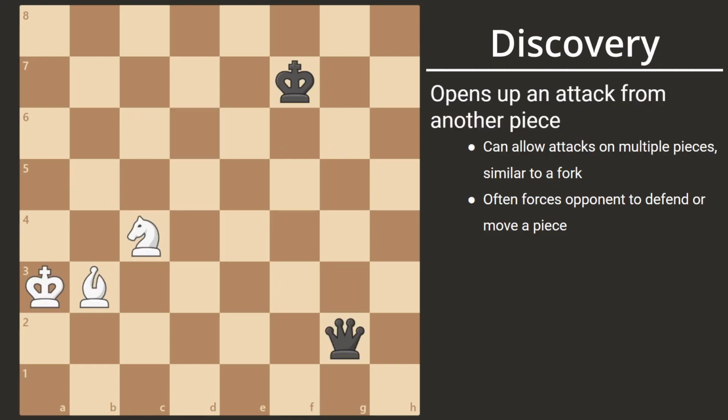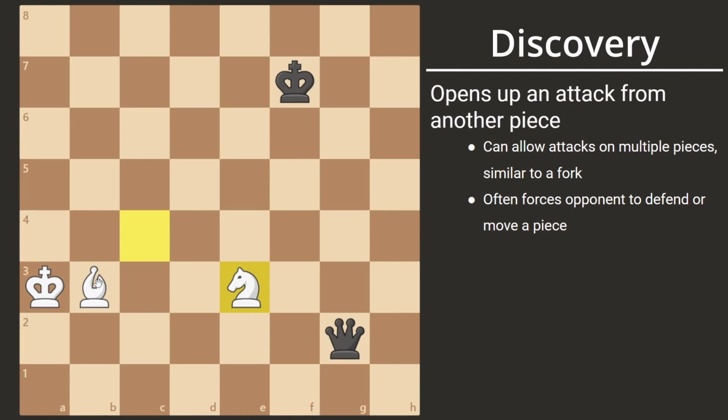Alright, so the discovery is when you move a piece, it clears the way for another piece to attack something. Now, this tactic is extremely powerful because it allows you to attack multiple pieces at once, similar to a fork. So here, the knight can move to e3, attacking this queen, right? Now, normally, the queen would just move out of the way and be fine.